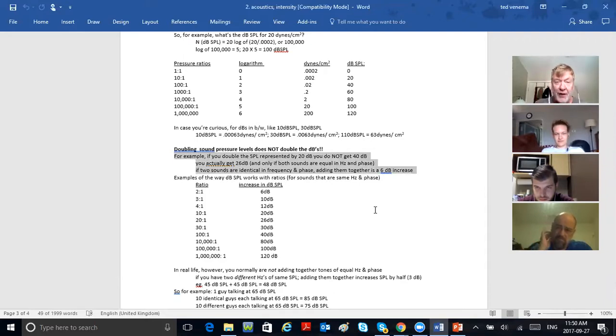But that's only if the two tones are identical. If you have a tone of 20 dB SPL and a different frequency at 20 dB SPL, add them together, your total's 23. Let's put it this way. What's average conversational speech in intensity? Does anybody remember that from last week? 60. 60 to 70. Good.